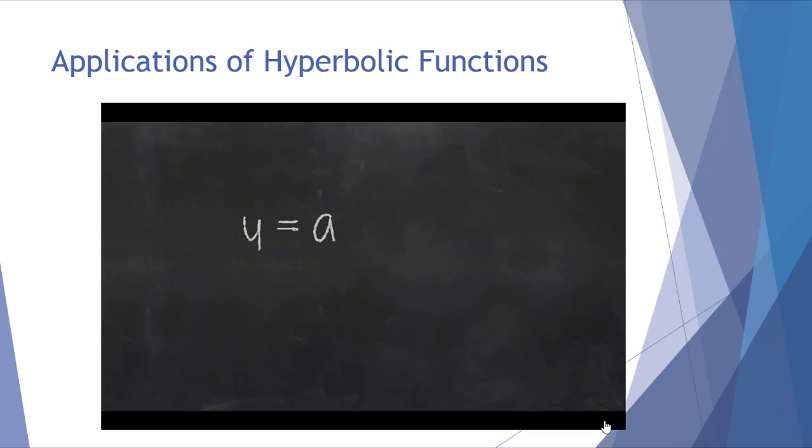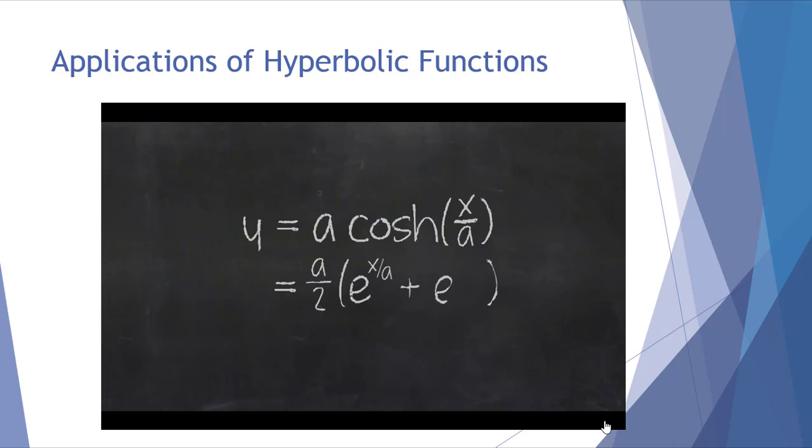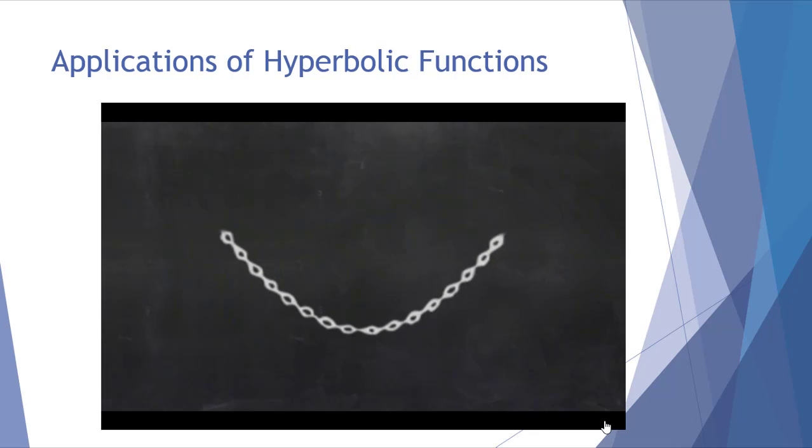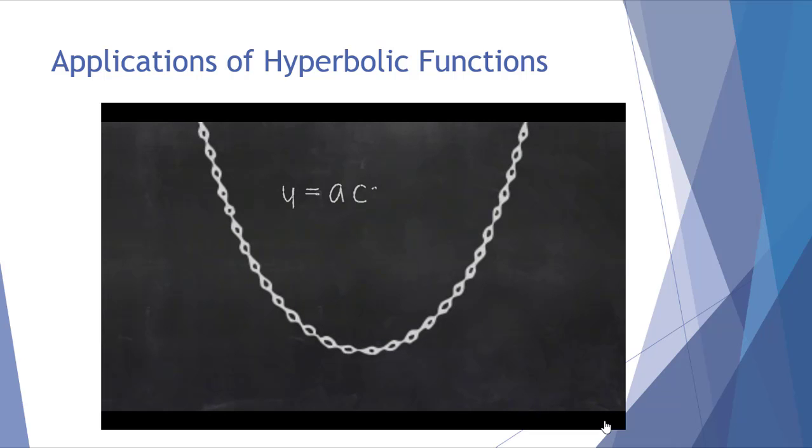It is y equals a cosh(x/a). That's equal to a/2 times (e^(x/a) + e^(-x/a)). The curve changes as the distance between the two ends and the length of the chain changes, but they can be described with the same formula and are never parabolas.